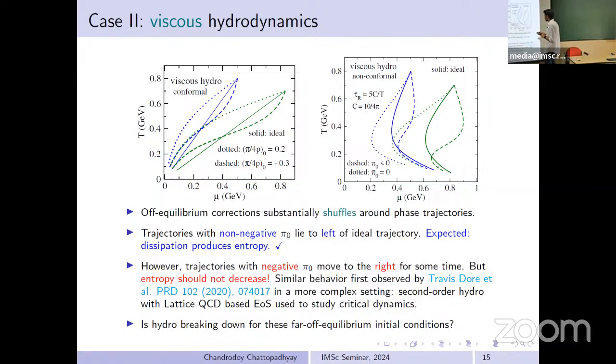The trajectories with non-negative initial shear stress, shown by the dotted lines in both plots, lie to the left of these ideal trajectories. This is expected because dissipation produces entropy. So the entropy per baryon increases for dissipative dynamics, and we have seen that the entropy per baryon increases from right to left in this plot.